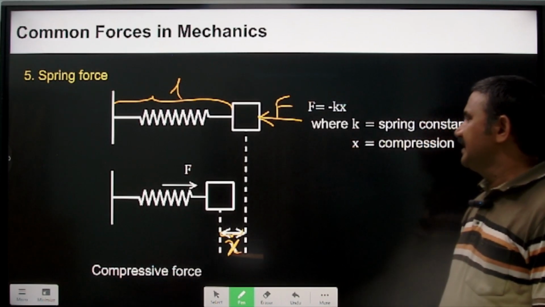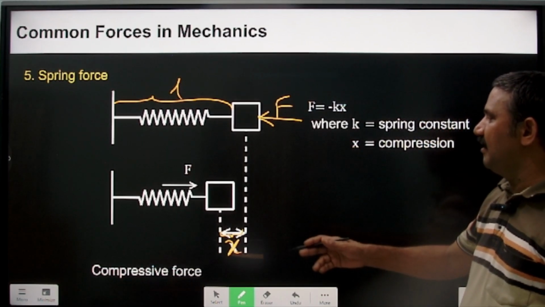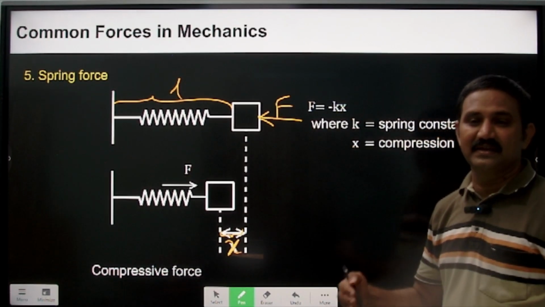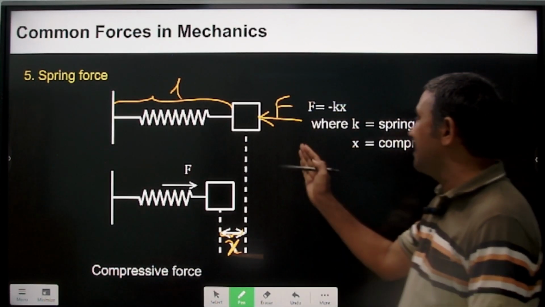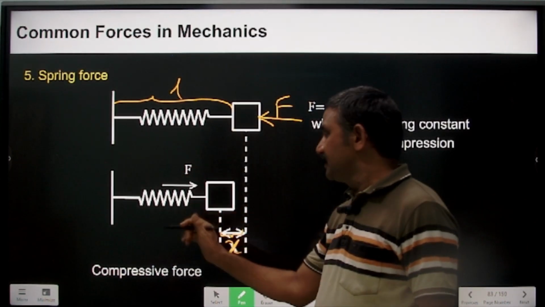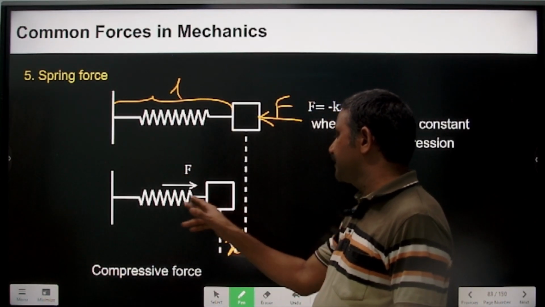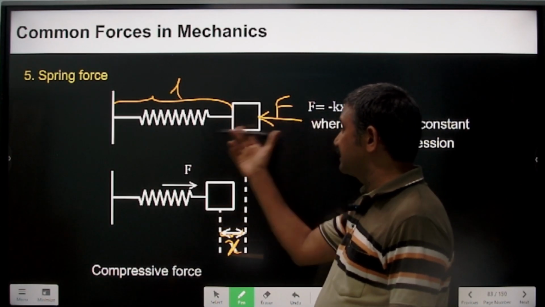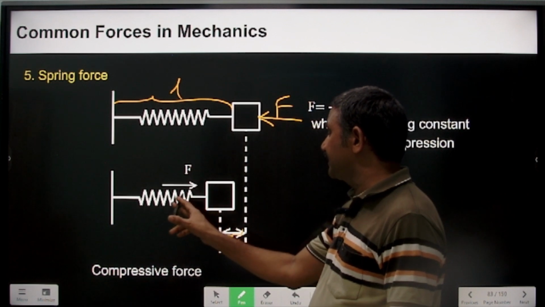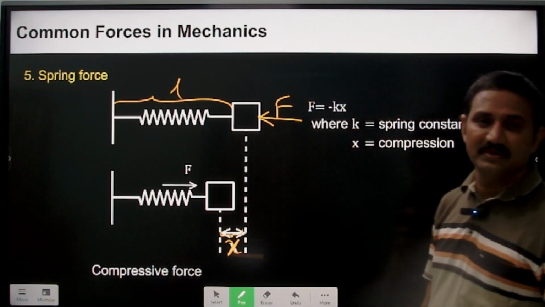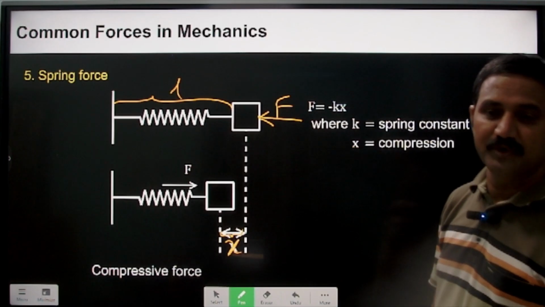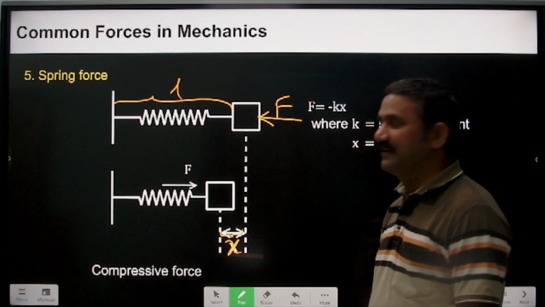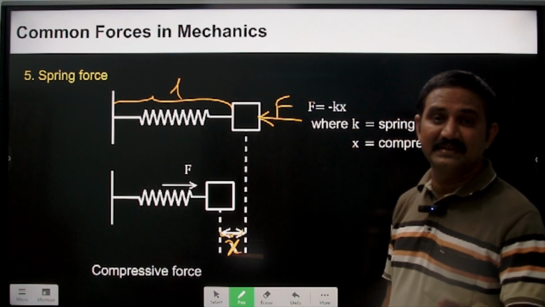Now the spring force acting on this object is opposite to the direction of displacement of the body. Here the body displaces towards the right, so the spring force acting on this object is towards the left. The external force is acting towards the right. So the spring force is always acting opposite to the direction of displacement of the body. So what is the meaning of x? Here x is the compression in the spring.